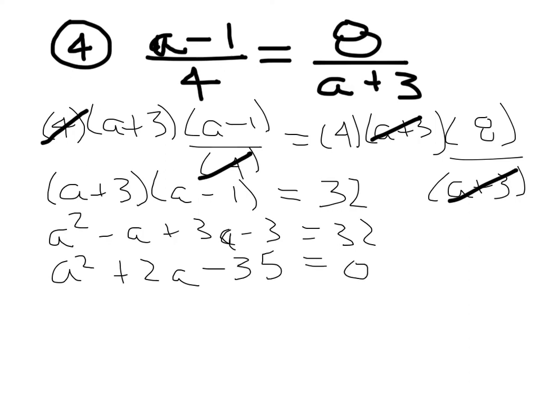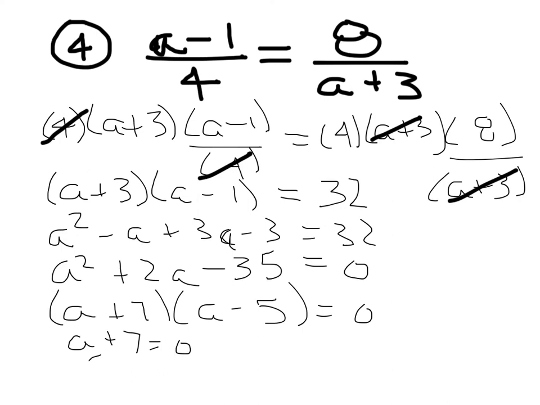And of course I could factor this using a method known as completing the square or factoring. But it looks like this will factor into a plus 7, a minus 5, and the a plus 7 equals 0 gives the root a equals negative 7, and the a minus 5 gives a equals 5. I should check to see if either of these would give me a denominator of 0 here. Negative 7 plus 3 is not 0, and 5 plus 3 is not 0, so it looks like our answers are negative 7 and 5.